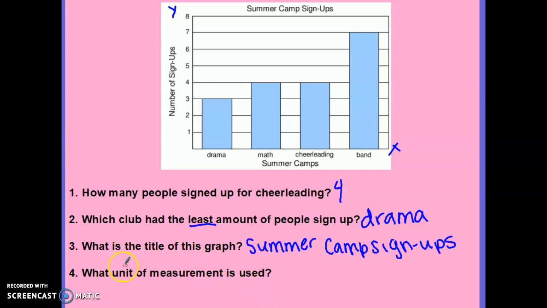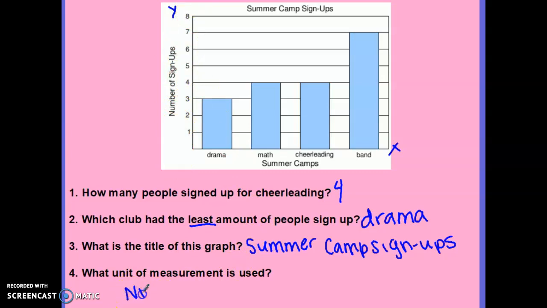This last question says, what unit of measurement is used? In other words, how are they measuring all this information? Now, don't let those words confuse you. It just means, what are we doing here? How are we measuring things? How are we figuring out how many people are in each one? Well, we're counting the number of signups.